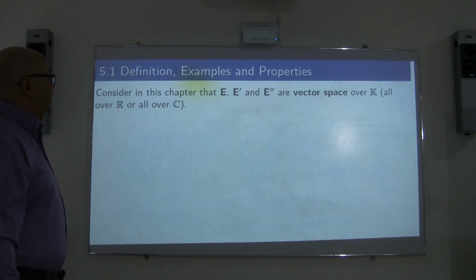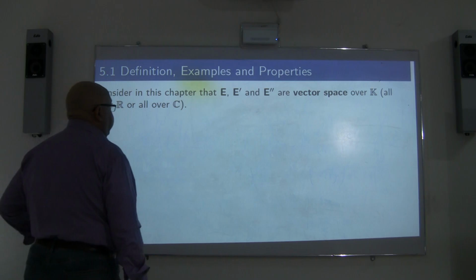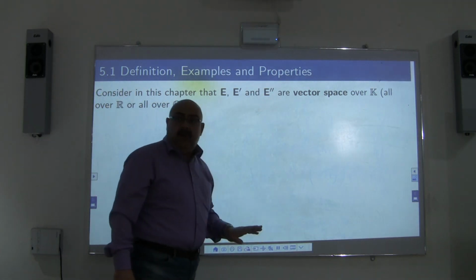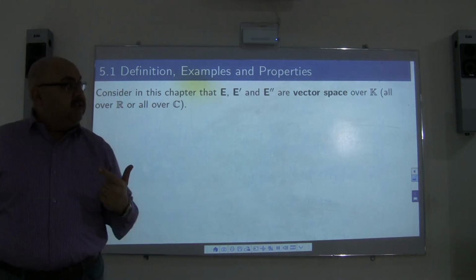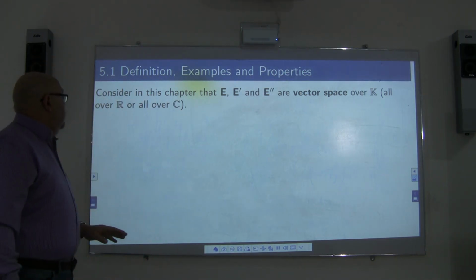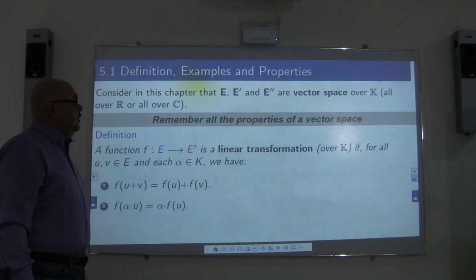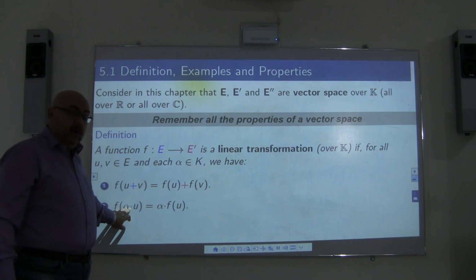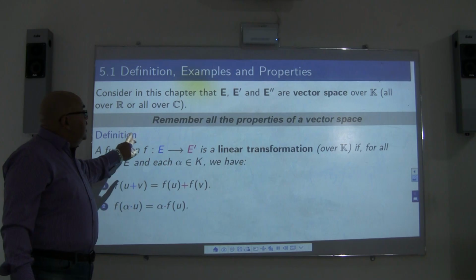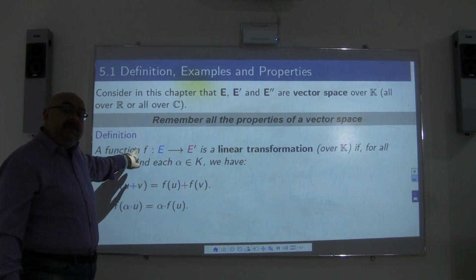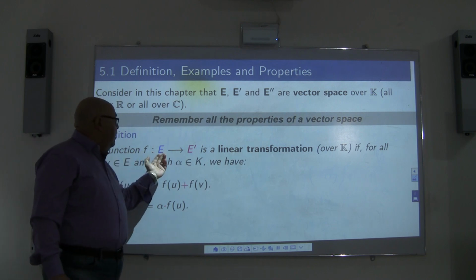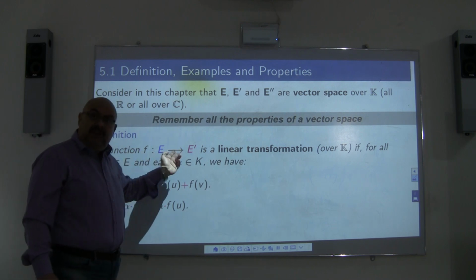The definition and examples: we consider in this chapter that E dash and E double dash are vector spaces over K, which means the real set or complex set. Okay, overview of R. Remember the properties of vector space, which are the addition and the multiplication by a scalar. The linear transformation means a function that will move objects from a vector space E into E dash.